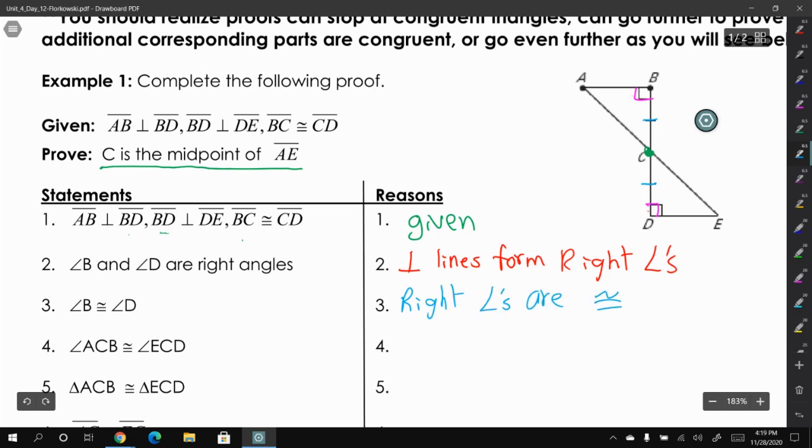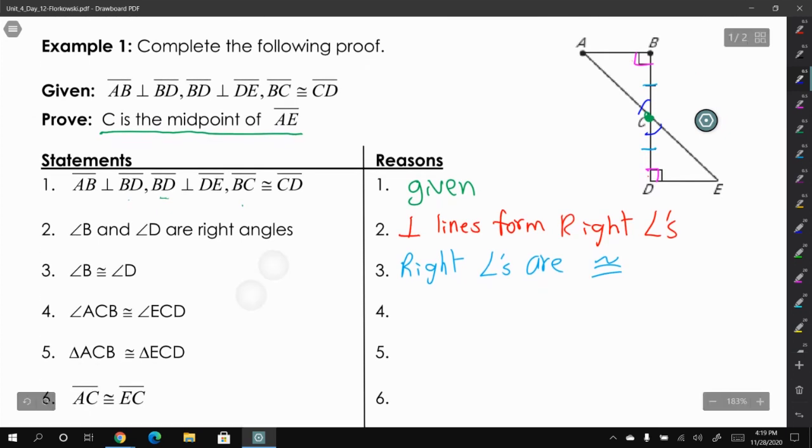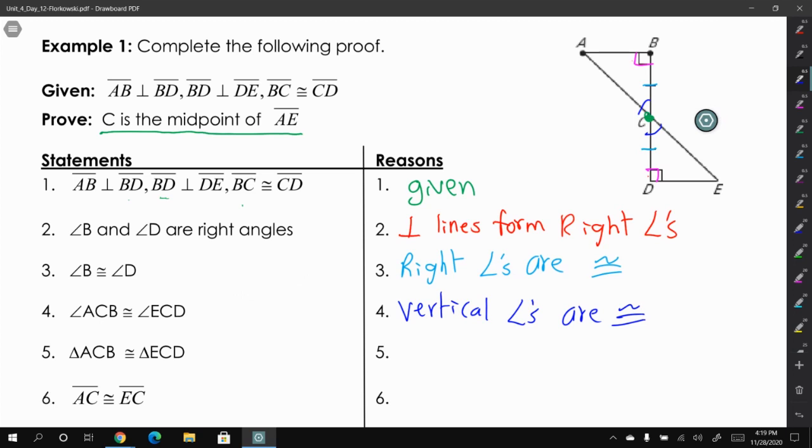Then statement 4 says angle ACB is congruent to angle ECD. Well, ACB is this angle here, and angle ECD is this angle here. Those are vertical angles because we have those two lines intersecting, making vertical angles there. So vertical angles are congruent. Then we can say triangle ACB is congruent to triangle ECD.